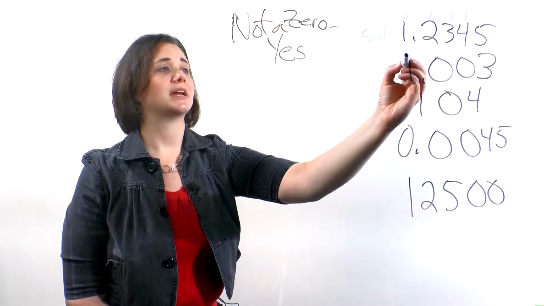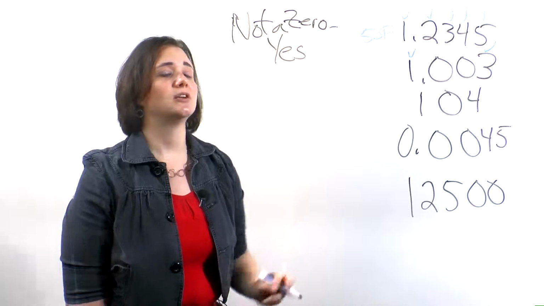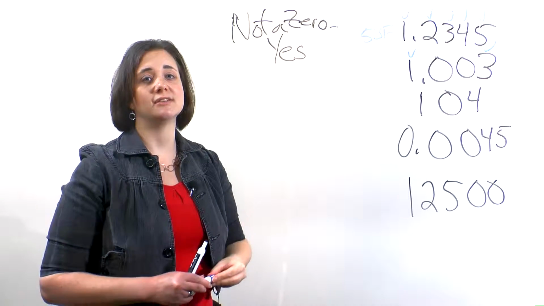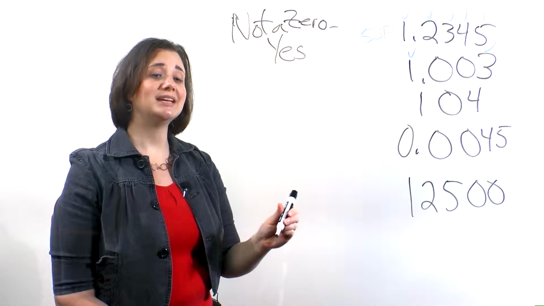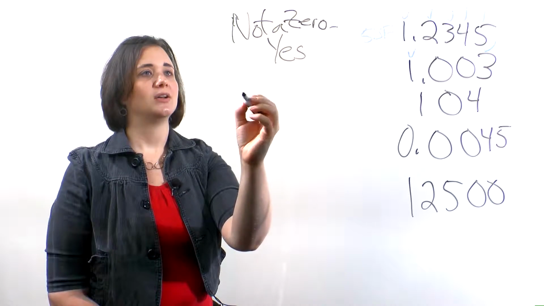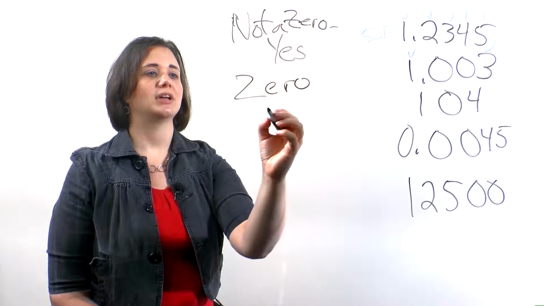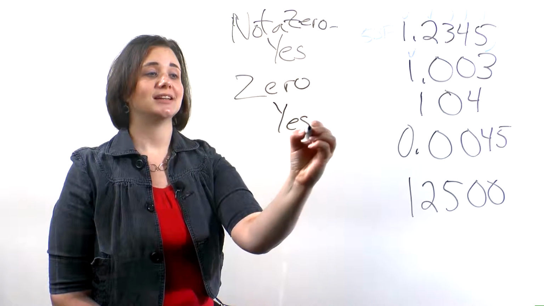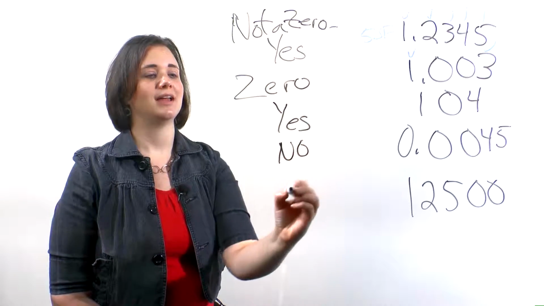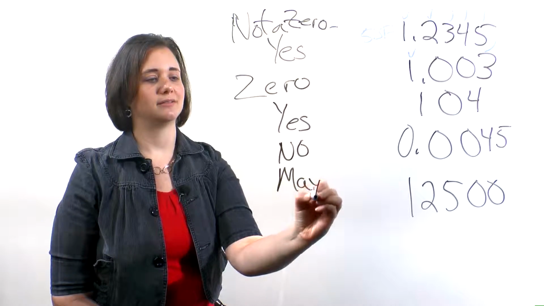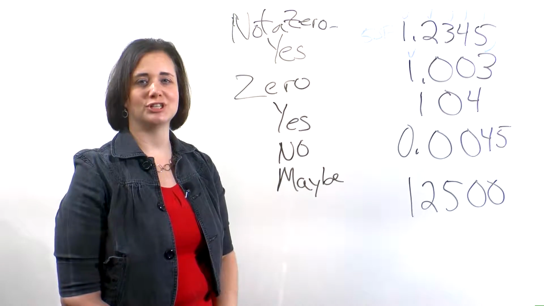I can go to the next problem and I can say not a zero, not a zero. So I know I at least have 2 sig figs. The question is, how many sig figs do I have? To do that, we have to get into our zero rules. And the zero rules are a little more complicated. There is a yes, there is a no, and there is a maybe, just to keep life interesting.